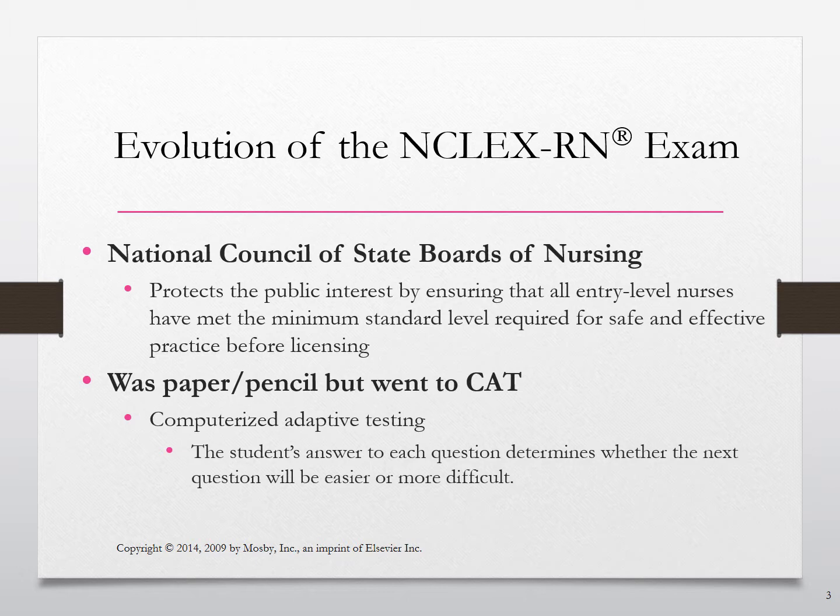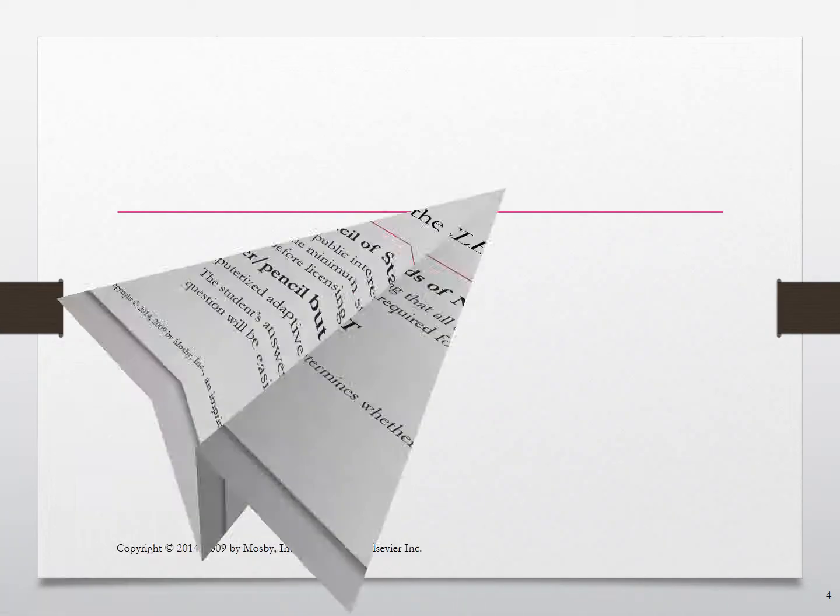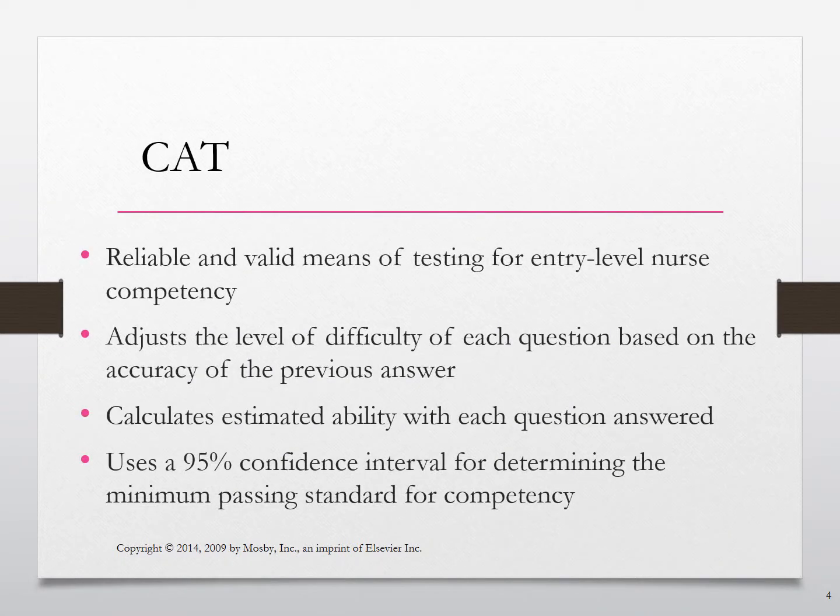With CAT, the student's answer to each question determines whether the next question will be easier or more difficult. CAT, or Computer Adaptive Testing, estimates the test taker's ability each time he or she answers a question. Subsequent questions are made either more difficult or easier depending on the previous answer. The computer uses one of three means to determine whether the test taker's ability meets or exceeds the passing standards or whether they don't pass. The test is updated frequently, as is the minimum passing standard, which was raised in 2010.